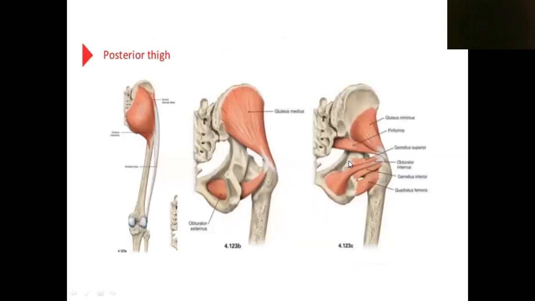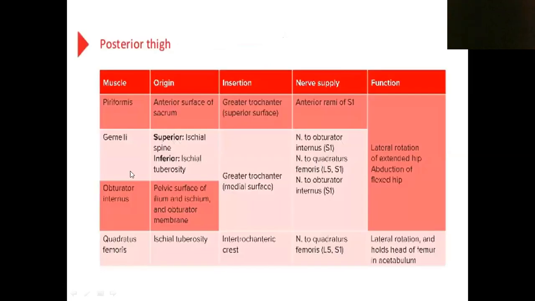Superior gemellus arises from the ischial spine and is inserted to the greater trochanter. Inferior gemellus arises from the upper part of the ischial tuberosity, and from there to the greater trochanter. So the gemelli muscles: superior gemellus from the ischial spine, inferior gemellus from the ischial tuberosity, both inserted to the greater trochanter. Now, the nerve supply.